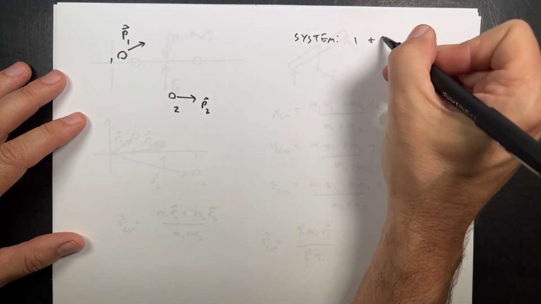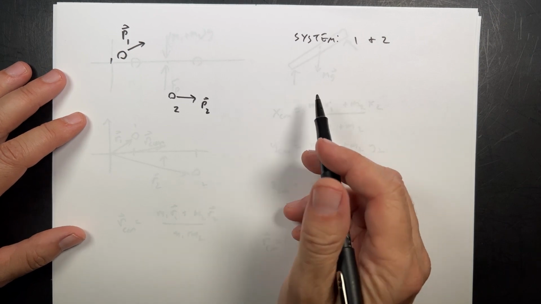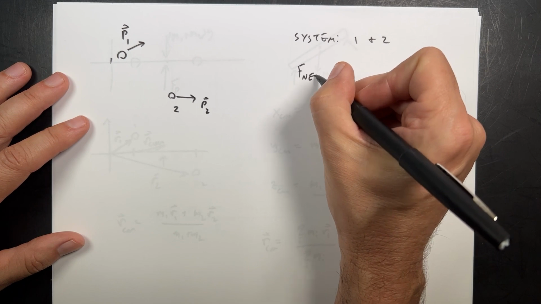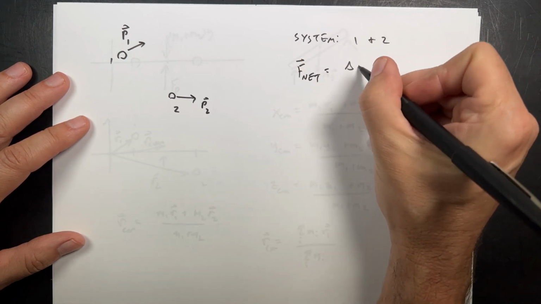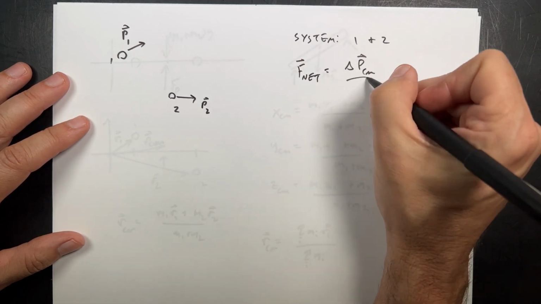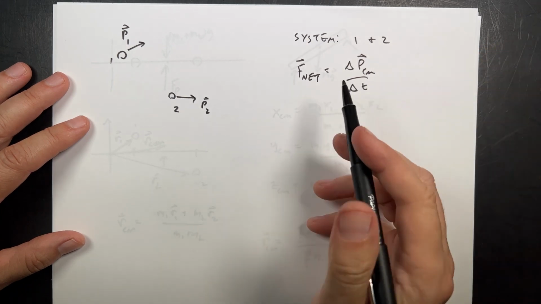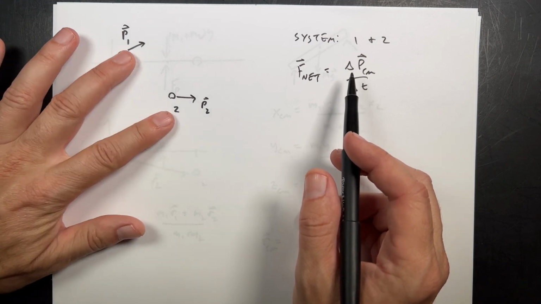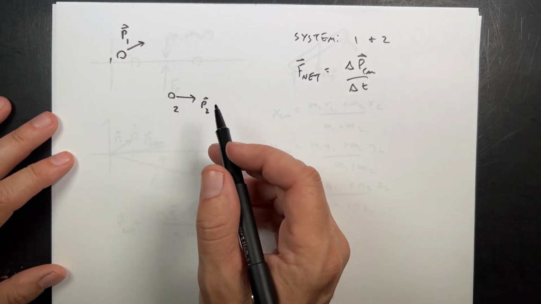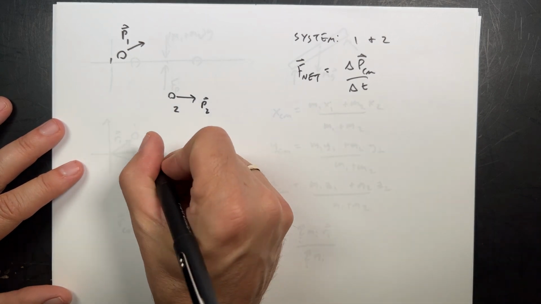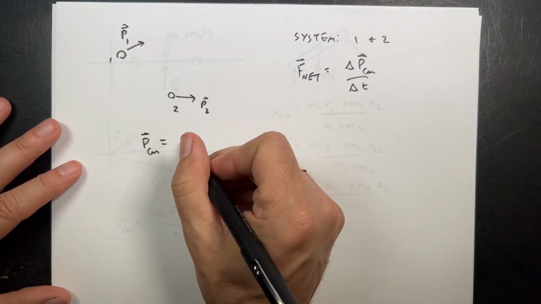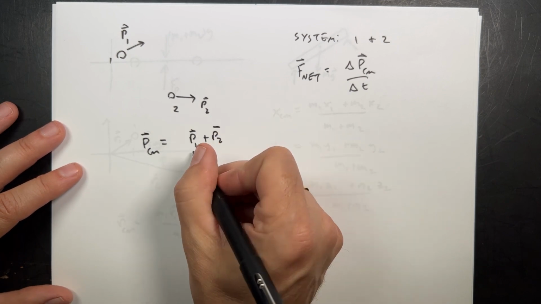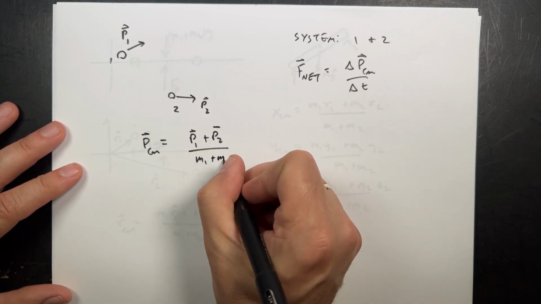consisting of objects 1 and 2, then I could represent the momentum principle as F net on the system is the change in momentum of the center of mass of the system with respect to time. So I need to find that center of mass in the same way. And you can average the momentums. So I can do a weighted average of the momentum. The momentum of the center of mass is going to be equal to P1 plus P2 divided by M1 plus M2.